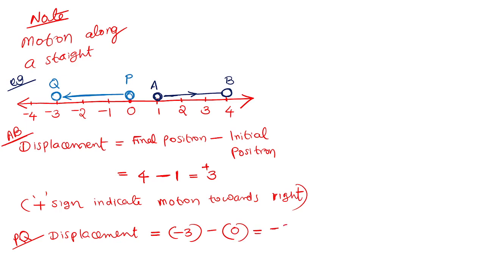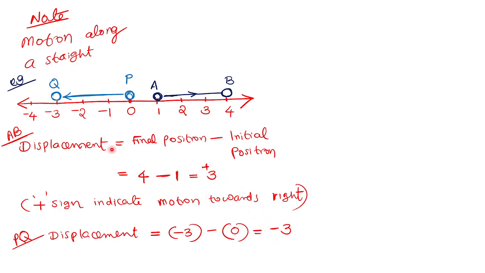It is -3 meter, centimeter, whatever. Okay. So clearly the negative sign indicates that the body has moved towards left. So the direction, I told you that the displacement has not only magnitude but also direction. The sign represents the direction. Clear? The sign represents the direction.